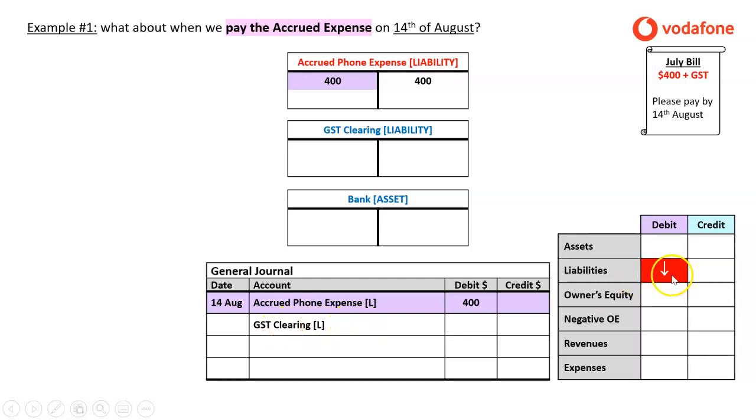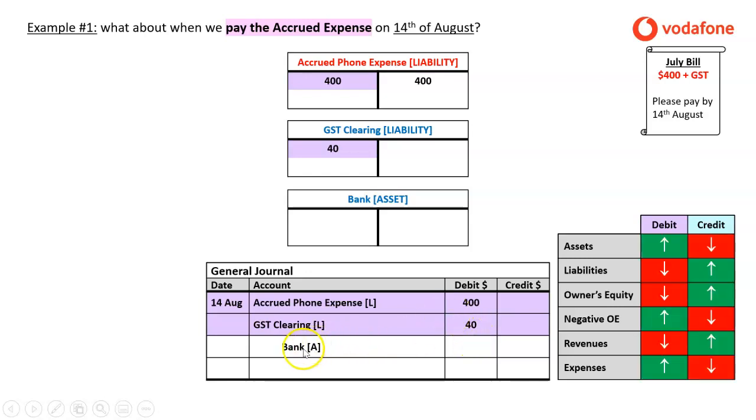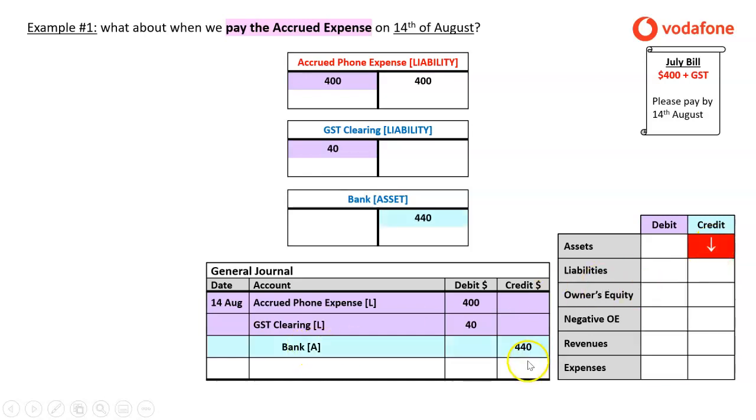It decreases my liability, so that would go there. And then lastly, how am I paying for it? I'm paying for it with cash or bank, which is an asset. It's going down, so that would be a credit. So there we go. Do a little narration: payment of phone bill for July, be paid 101, or however we paid it, and we're done.